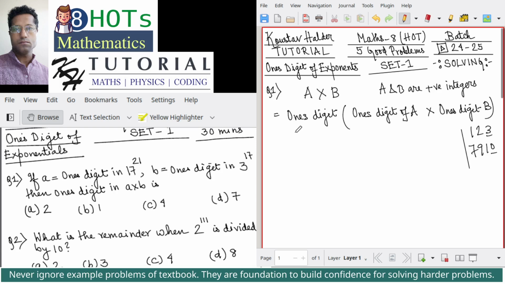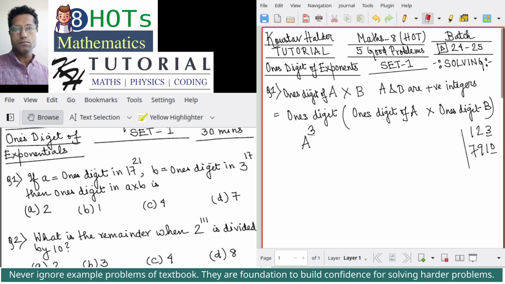Now, let's say we have an exponential term a cubed, where a is a positive integer. The ones digit of a cross b is equal to the ones digit of the ones digit of a multiplied by the ones digit of b.